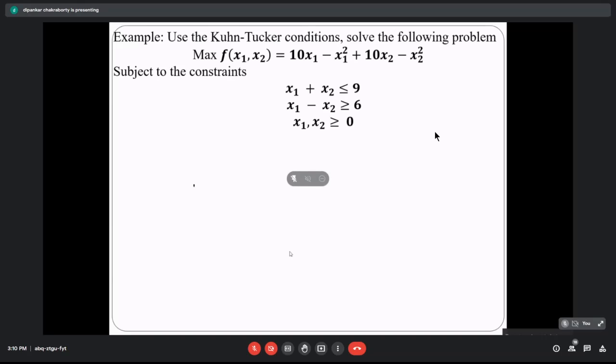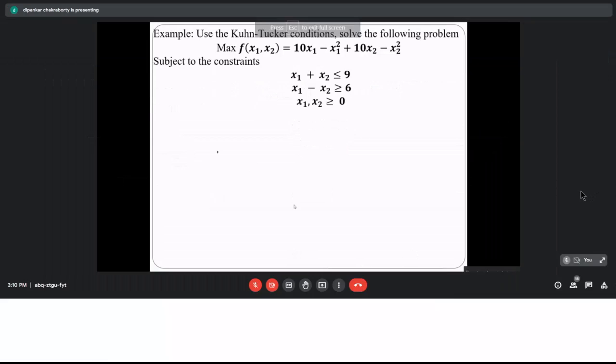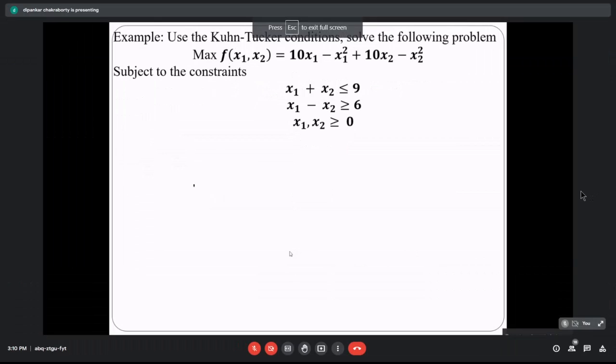So here I am considering the constraints x1 plus x2 less than equal to 9 and x1 minus x2 greater than equal to 6. Let's see what solution we get if we solve this problem based on these constraints. So first, what are we going to check? First of all, what are we going to look for?